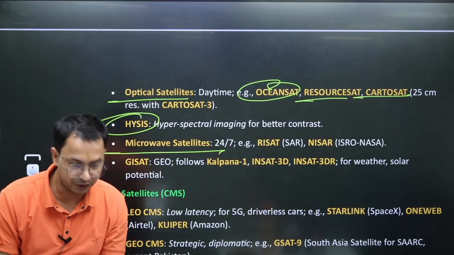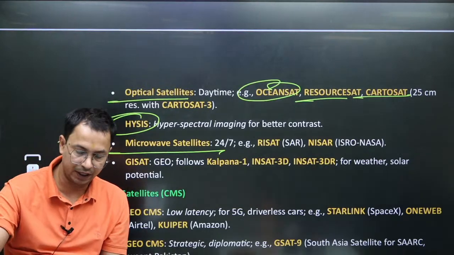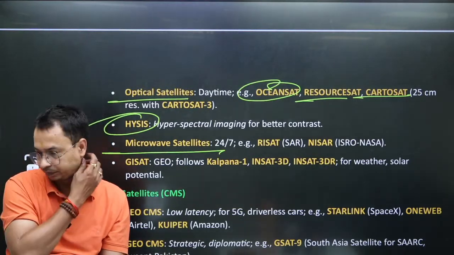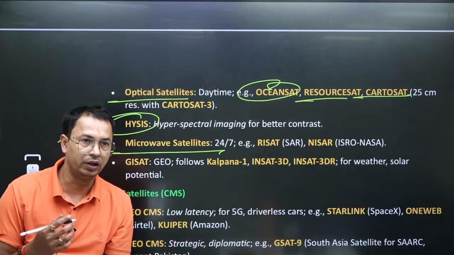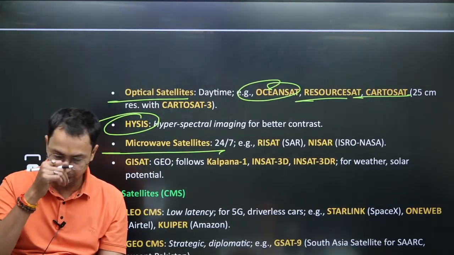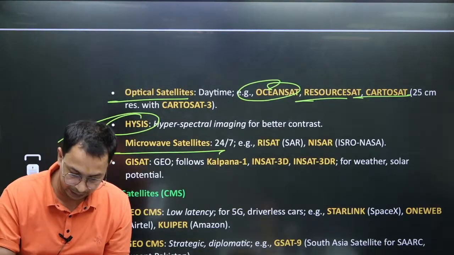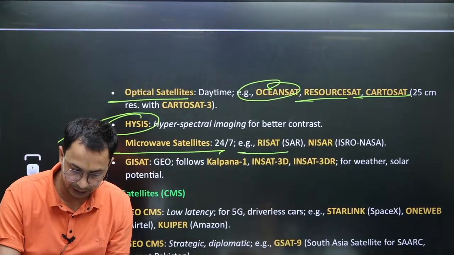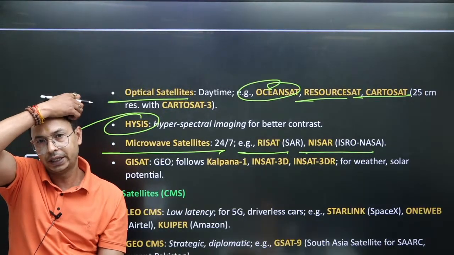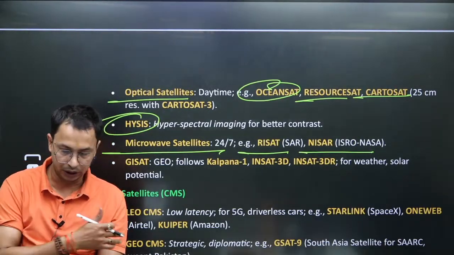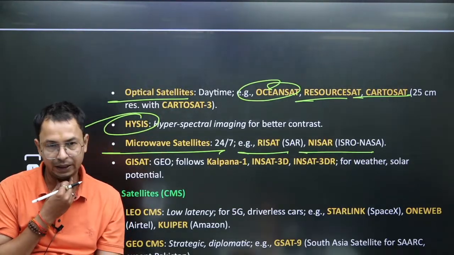Then we have microwave satellites. Microwave satellites are also called active satellites. They have their own source of radiation, and because of that, they can work 24/7, day and night, in every weather, in every condition, and they can map the resources of the Earth. And NISAR and RISAT are microwave satellites. And recently, 2-3 days back, ISRO also launched one more microwave satellite that was unsuccessful.